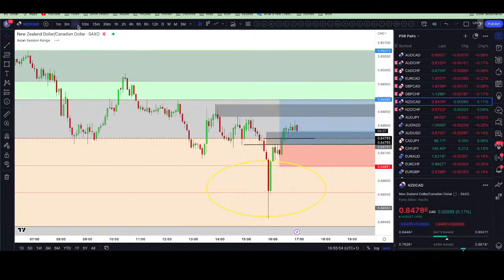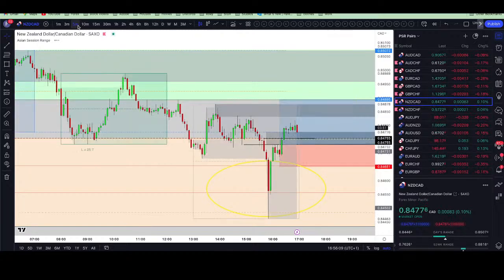Five more minutes. Yeah, the 1 hour candle's going. Let's see what they do. See if they're sniffing out that liquidity. Yep, it looks like they're going for it. So if you are in NZD CAD, put a break even on your trade. It's not worth the hassle if you are in it.